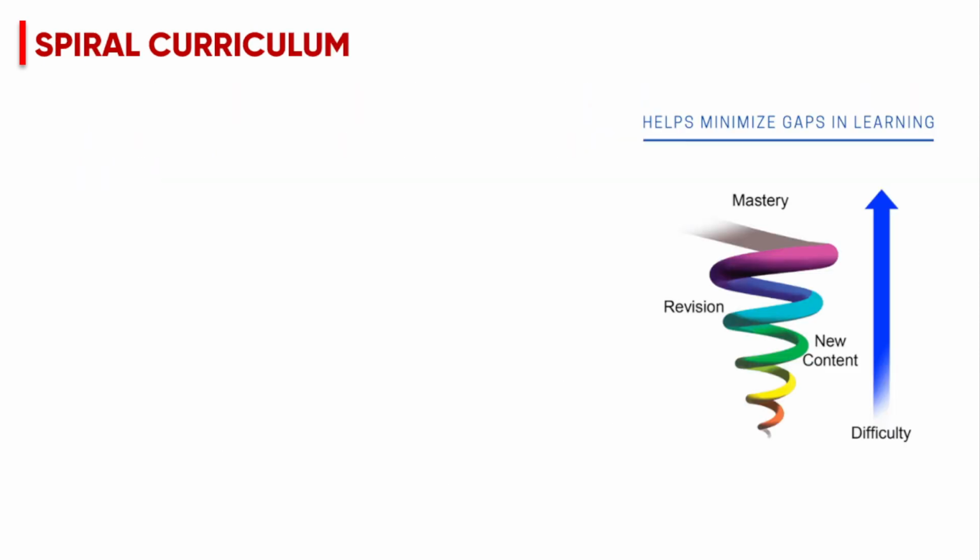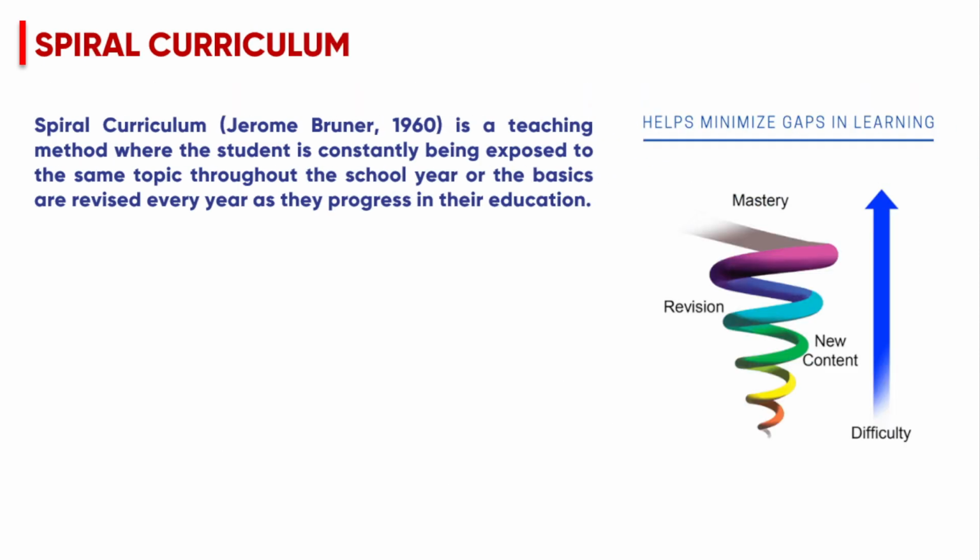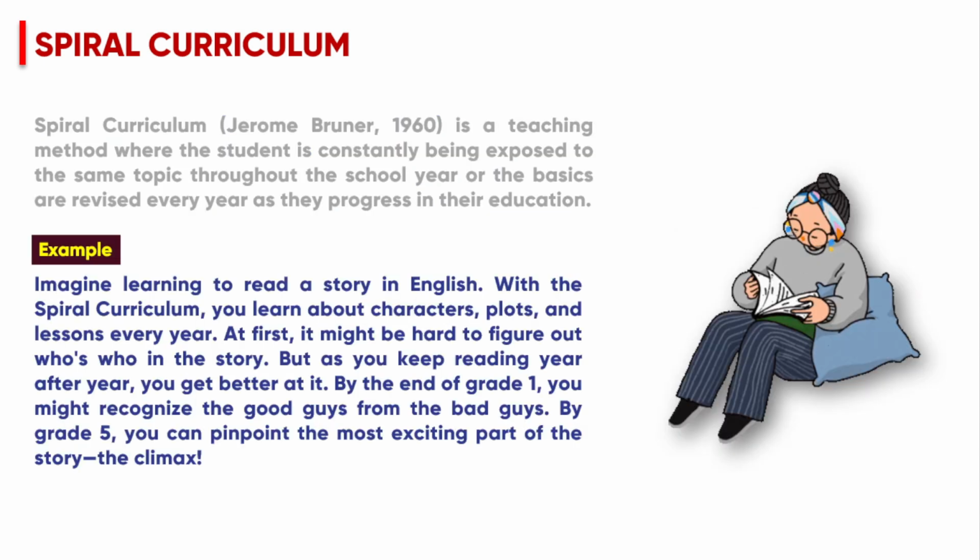Now, spiral curriculum. Spiral curriculum is a teaching method where the student is constantly being exposed to the same topic throughout the school year, or the basics are revised every year as they progress in their education. Imagine learning to read a story in English. With the spiral curriculum, you learn about characters, plots, and lessons every year. At first, it might be hard to figure out who's who in the story, but as you keep reading year after year, you get better at it.